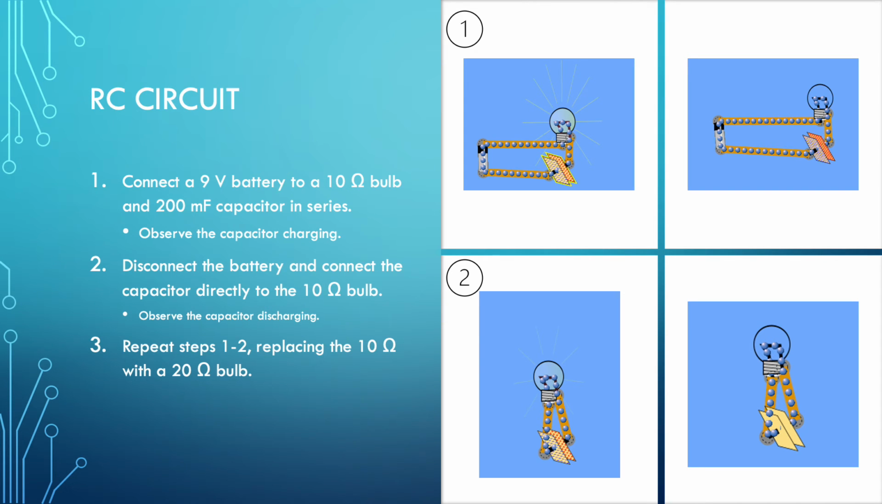In the second part of this experiment, I built an RC circuit with a 9 volt battery, a 10 ohm bulb, and a 200 millifarad capacitor in series. When I first connected these components, the bulb lit up and slowly dimmed as the capacitor charged. Next, I disconnected the battery and connected the capacitor directly to the bulb. Again, the bulb lit up and slowly dimmed as the capacitor discharged. Subsequently, I repeated steps 1 and 2 with a 20 ohm bulb.